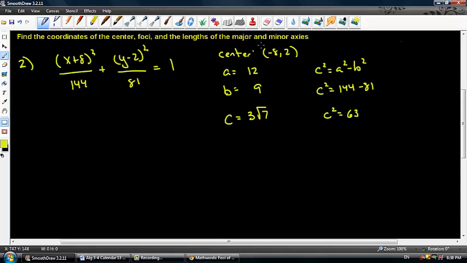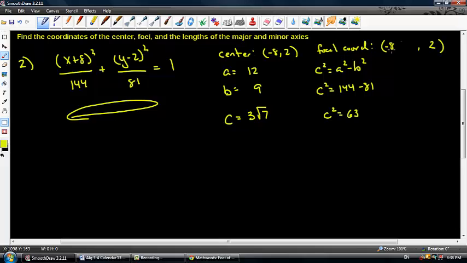So, we have a center. We have a, b, and c. So I need my focal coordinates. Now, remember, this ellipse is going to be wider than it is long, and that is known because the larger denominator is underneath the x term. So let's go back to our center. This is (−8, 2).